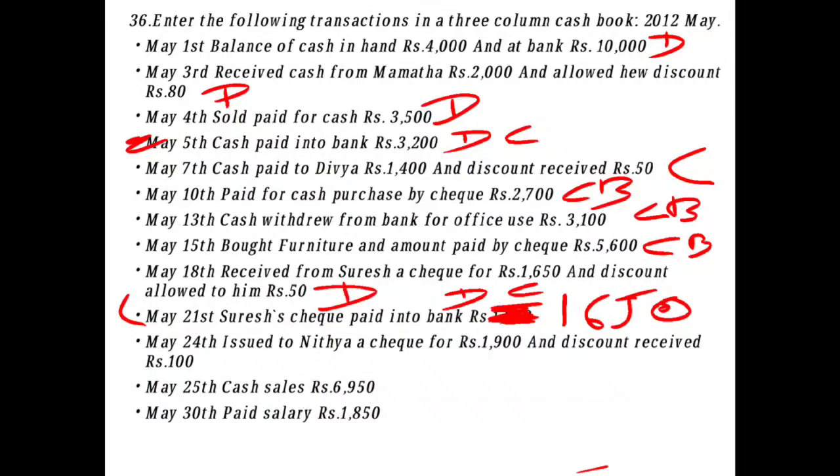The next, you have issued to Nitya a check of rupees 1900 and allowed a discount. So credit side, bank column, because we have issued the check. Now cash sales you have to record on the debit side, cash column, to sales 6950, and paid salary will be recorded on the credit side.